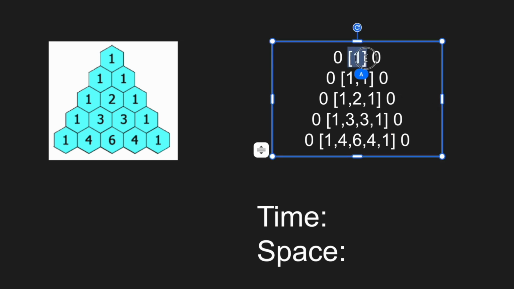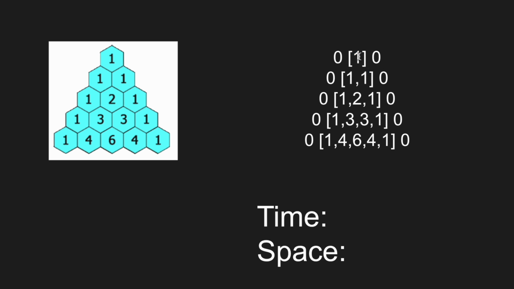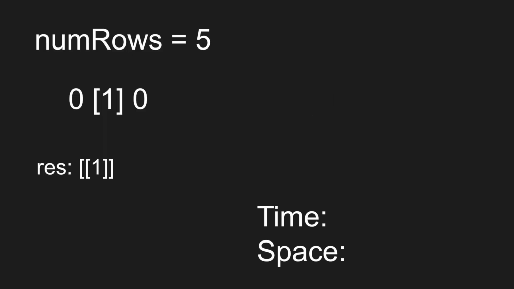And we can initialize with an array of 1. And we will keep adding an array until we have reached the number of rows. And then we can return that Pascal's triangle in the end. So let's go through this example real quick.